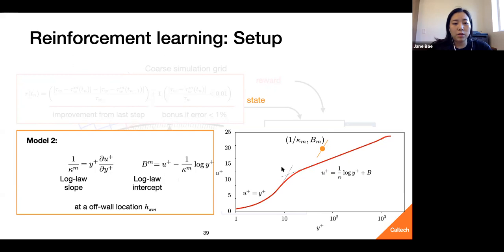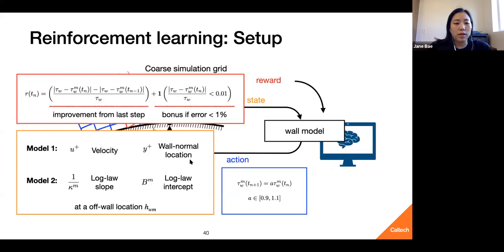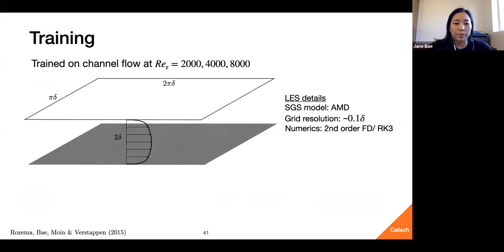But the thing that I want to emphasize is that in both of these models, Model 1 and Model 2, they do not take as input either kappa or b directly. They only take as input the instantaneous velocity gradient, things that are available to us from the coarse simulation grid. So this is the major difference between the state-of-the-art wall models that I mentioned earlier, which have kappa and b built into the model, and this reinforcement learning model.